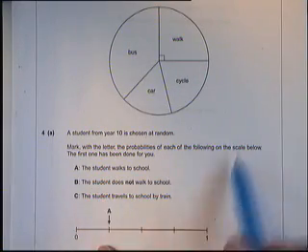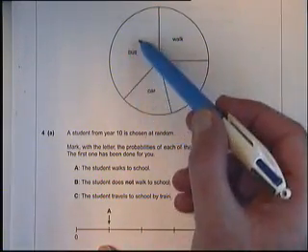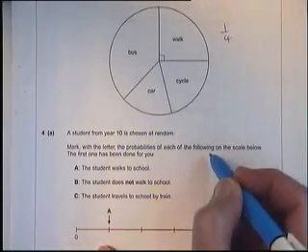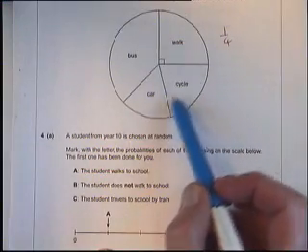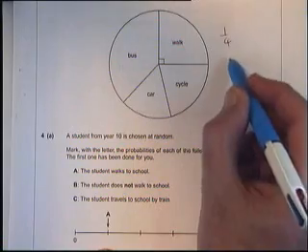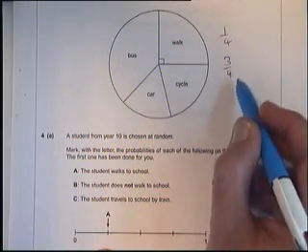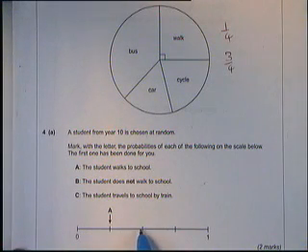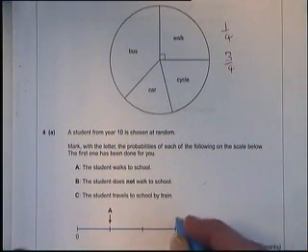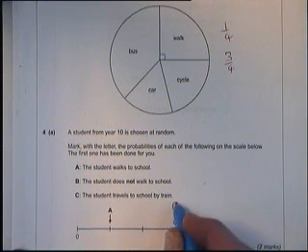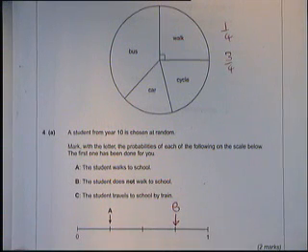Part B, the student does not walk to school. Well, that's everything else. If 1/4 does walk to school, the rest of them don't walk to school. And the rest of them is all the way around here, which is 3/4. So 3/4 is 3 out of 4. So we don't want 1 out of 4, 2 out of 4. We want to come across to 3 out of 4, which is this marker here, the third marker along. So that will be where B is.